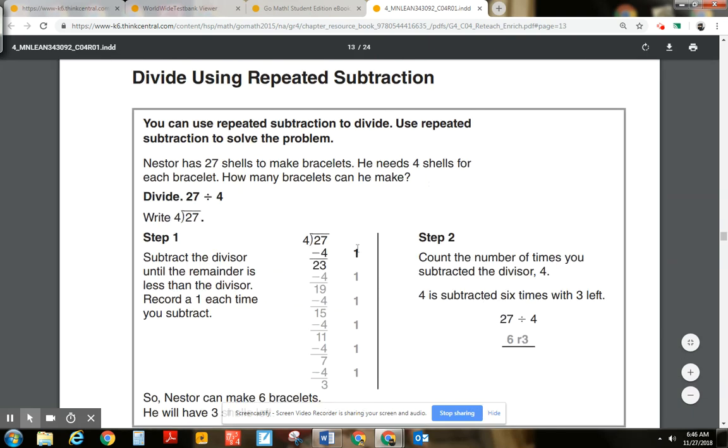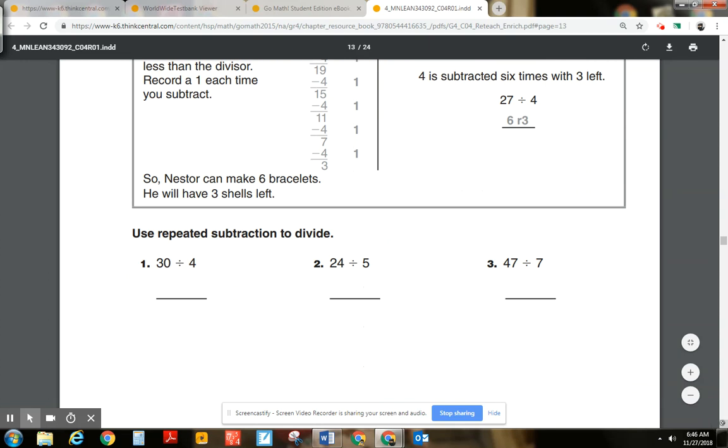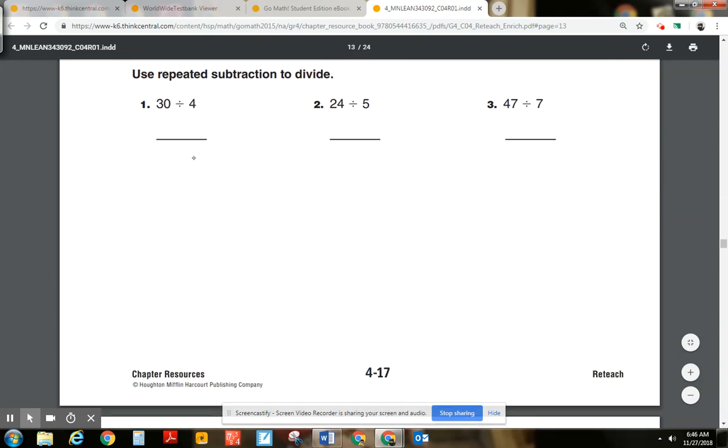You'll see here in this example, they subtract one at a time, one at a time. You don't want to do that. I guess you can, but there's definitely some more efficient ways to do it. Use repeated subtraction to divide. So 30 divided by 4. How many 4s fit into 30?